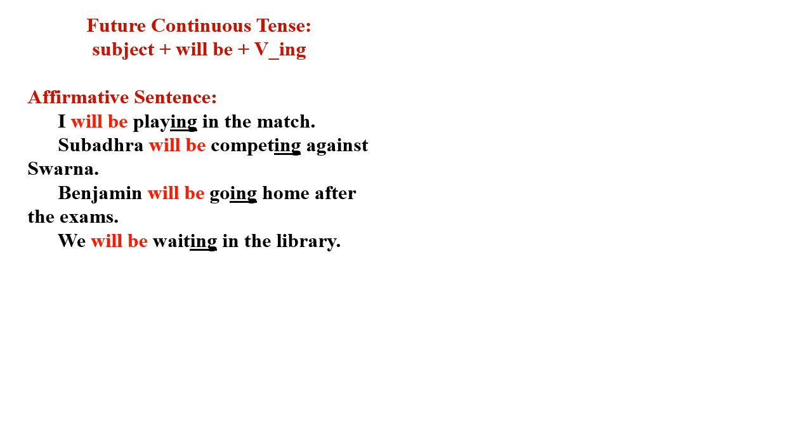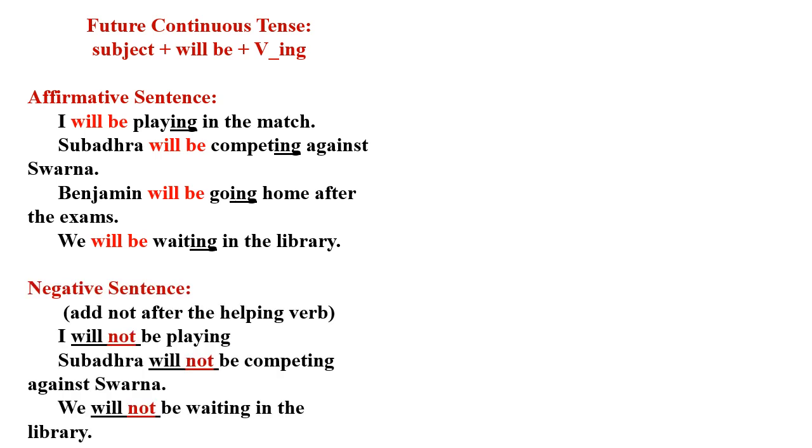Look at the first example. I will be playing in the match. Here, after the subject I, we have used the helping verb will be. And with the verb play that follows, we add ing. I will be playing in the match. Now we have a sentence in future continuous tense. Subhatra will be competing against Swarna.